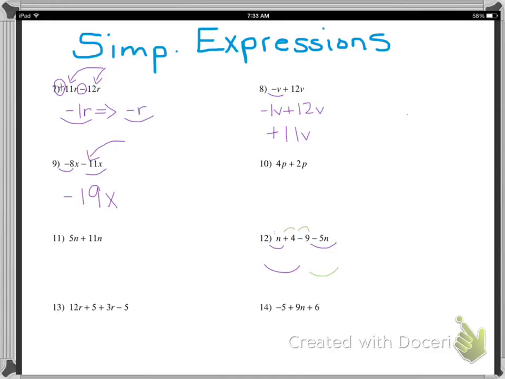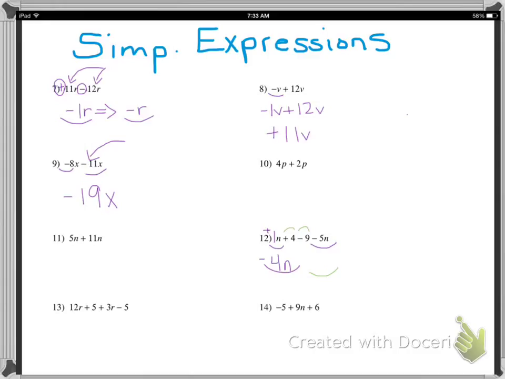N, that would be a 1n and a 5n. So a 1n is a positive. You see there's no sign in front of it. That's implied, it's positive. And the 5n is a negative. Different sign, find the difference. That would be 1 and 5. The difference is 4. Keep the n. Take the sign of the higher number. That would be a negative. It would be a negative 4n.